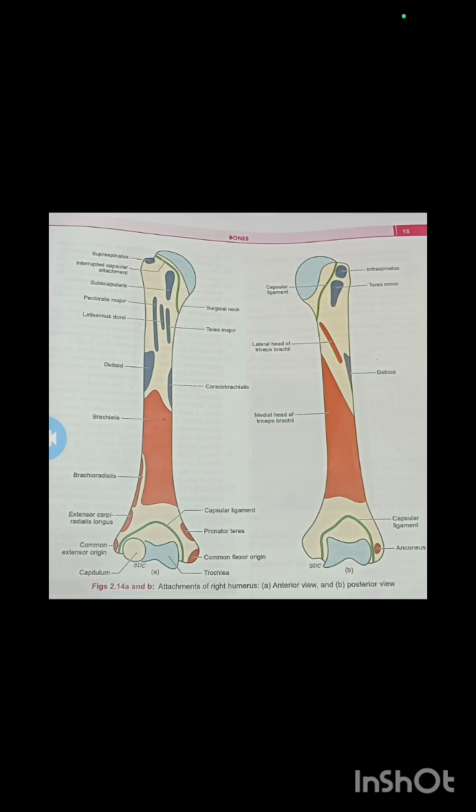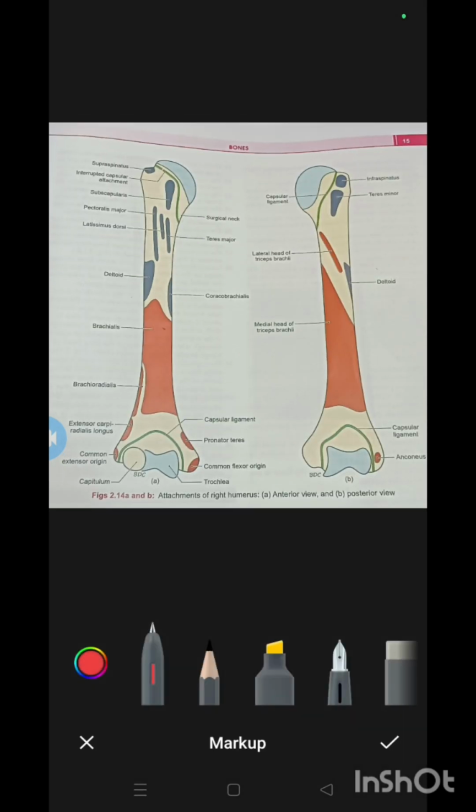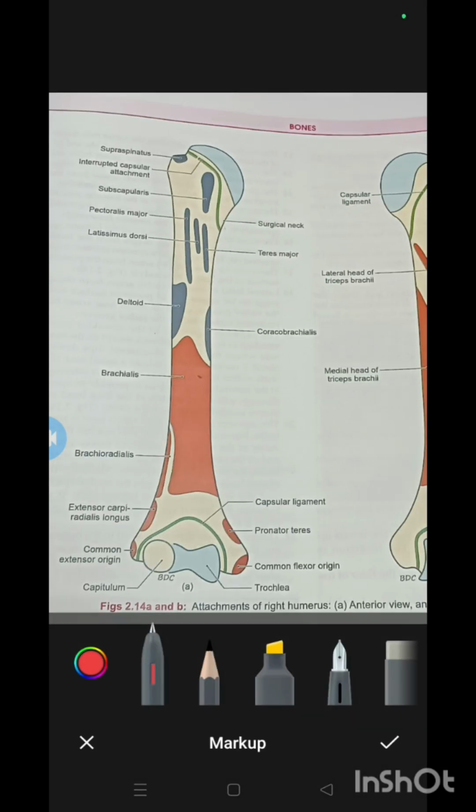Subscapularis. We will go into first insertions, then origins, then ligaments. Now insertions. The multipennate subscapularis is inserted into the lesser tubercle. Here, subscapularis is attached to the lesser tubercle, which is multipennate. Supraspinatus is inserted into the uppermost impression on the greater tubercle.